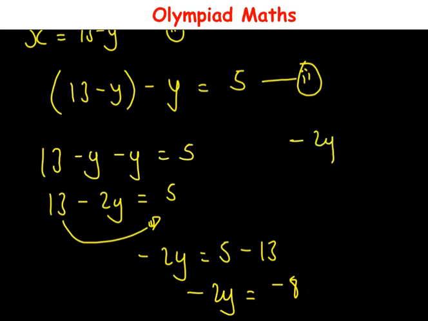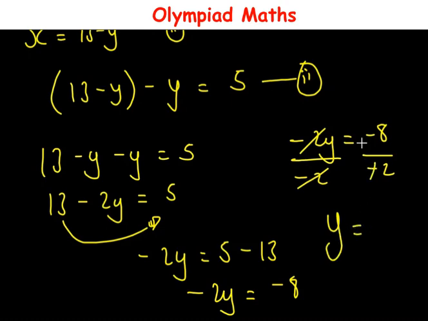We have minus 2y is equal to minus 8. Divide by minus 2 over minus 2. This cancels this. The value of y is equal to minus 8 over minus 2; cancel the minus, 2 here is 1, 2 here is 4. So y is equal to 4. Now the value of y is equal to 4. With this, let us then get the value of x.